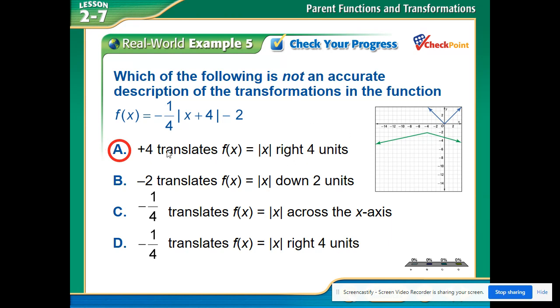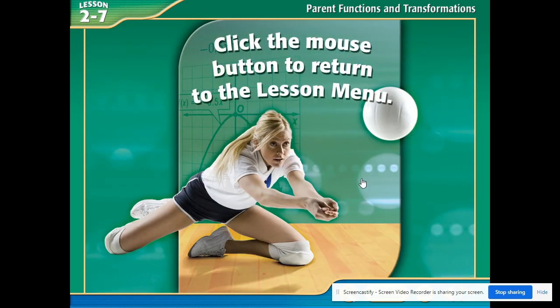Which one's not accurate? It did not go 4 to the right. It went 4 to the left. But you can go ahead and look at that on your graph. And that's what I have for you today.